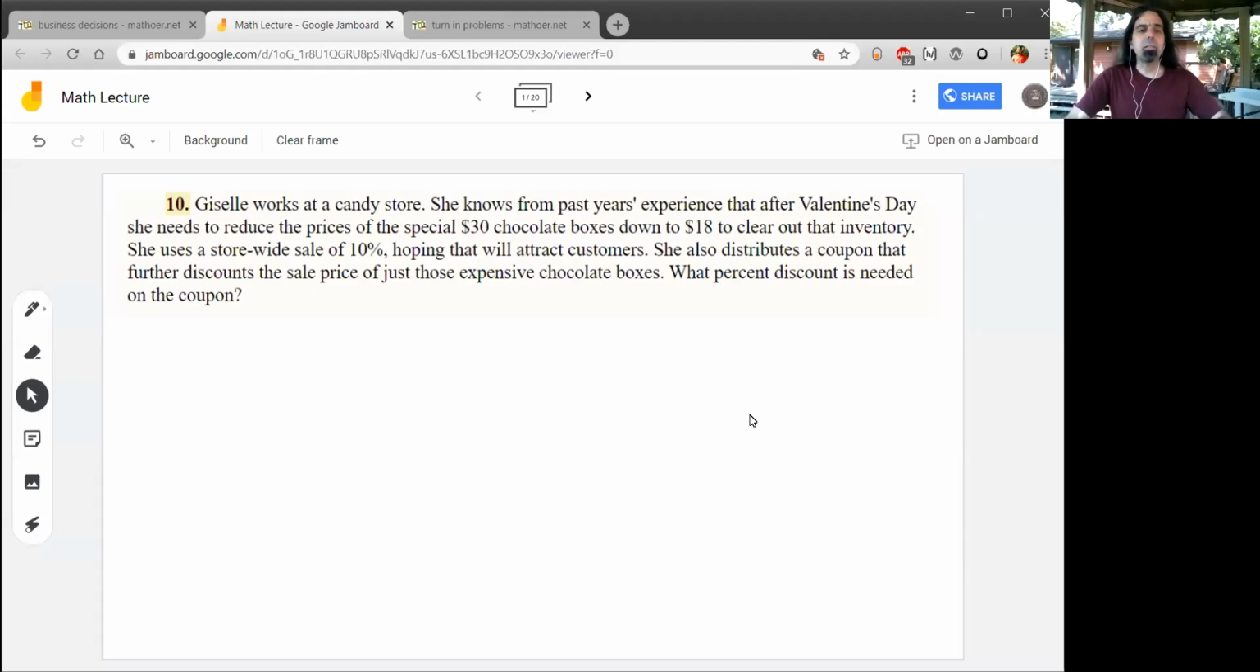Welcome to week 8 of Math 25. We're doing a turn-in problem from the end of margin and markup and pricing. This is a problem about discount, and there's a missing link in the chain of discounts.